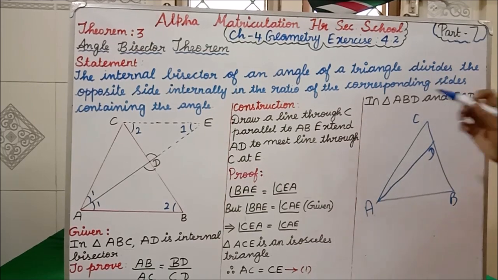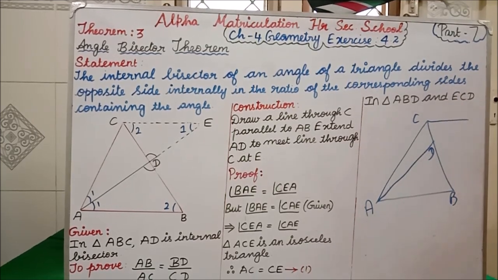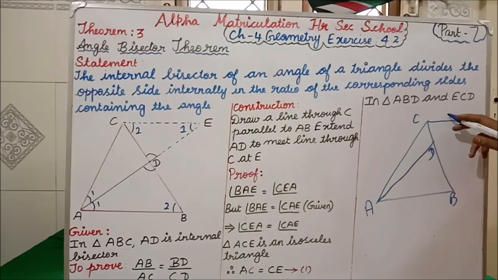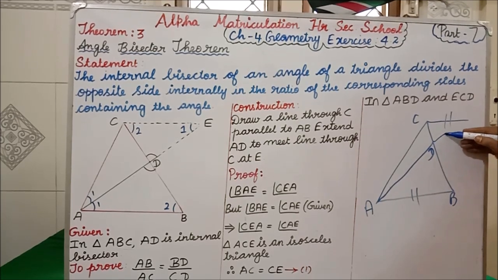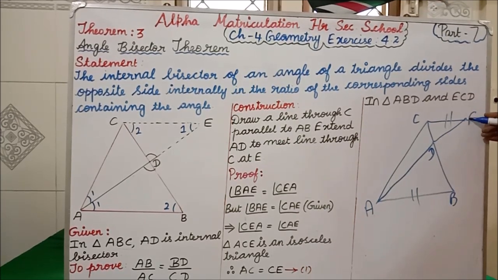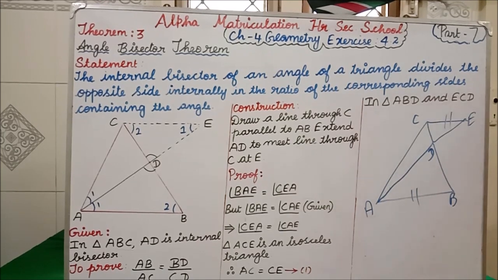We are drawing a line through C. When you are drawing the line, that line should be parallel to this AB. And we are extending this AD line to meet at E. It is meeting at one point E. Clear all of you what we have done in construction?